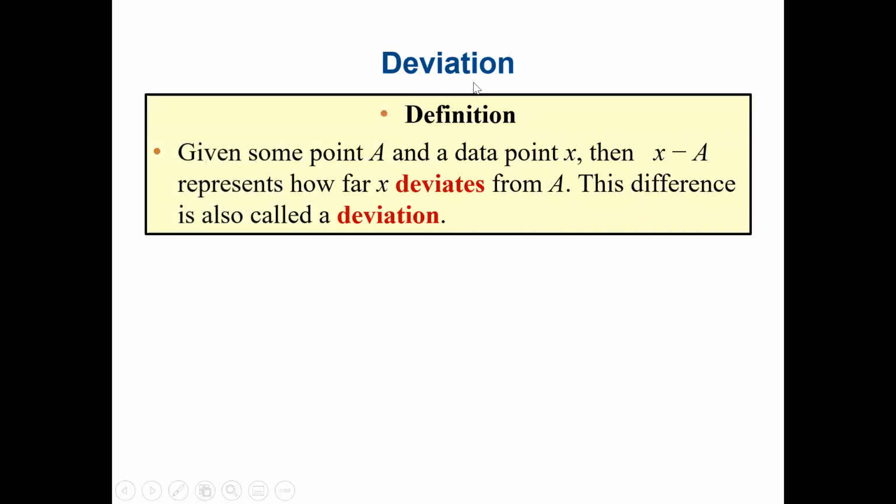Next, we talk about deviation. Given some point A and also a data point X, then X minus A represents how far X deviates from A. This difference is also called a deviation.